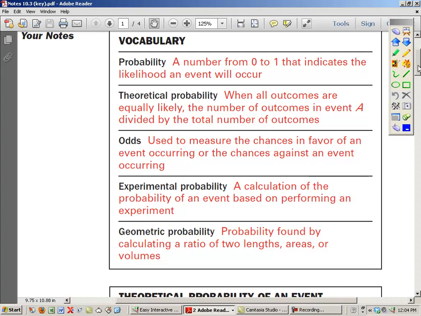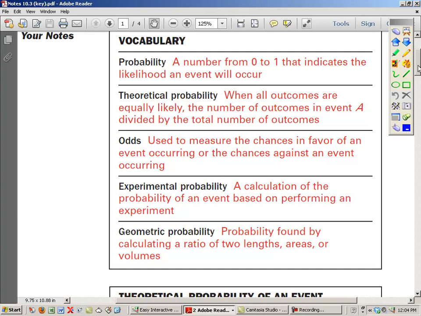Probability. We've been talking a lot about counting principles and looking at the total number of outcomes a certain scenario can have. For example, our permutations and our combinations. We've been talking about the number of outcomes a situation can have. We haven't talked much about probability. Probability is a number from 0 to 1 that indicates the likelihood an event will occur.